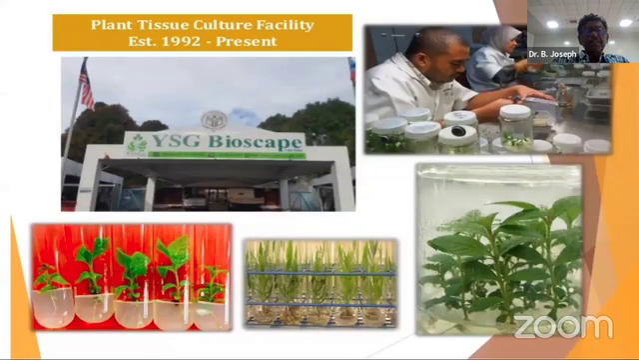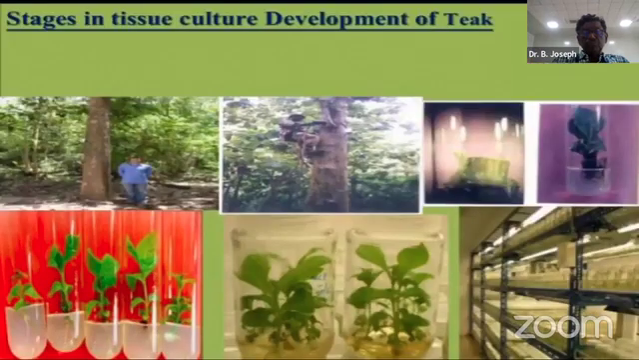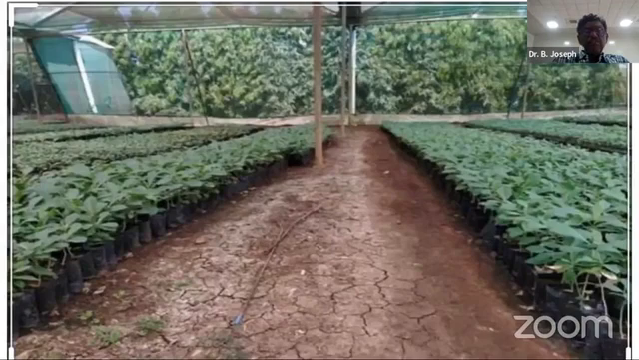You can see the propagation of the tissue culture. This is a YSG Bioscope. This is one of the laboratories where the tissue culture leaf cuttings have been propagated in the lab. These are the different stages in the tissue culture development of the Teak. You can see here how the propagules have been kept and how they are propagated. After that, we have to go for the hardening.